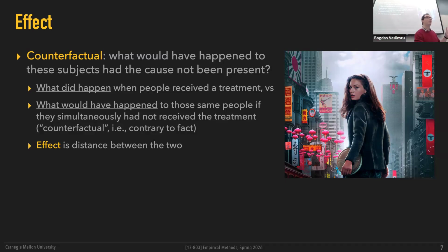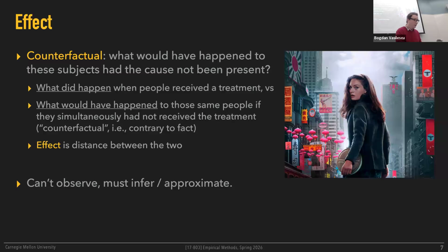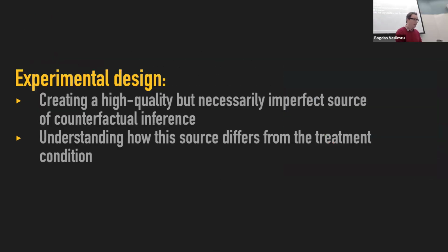That makes sense? This is a really key part of the whole story, so I want this to be super clear. When we talk about the effect, we talk about the difference between these two things, but one of the two things is fundamentally unobservable, which is why we have to approximate it or infer it. So the challenge is: how do you approximate it? How do you infer it? How do you get as close as you can to a good estimate of the counterfactual?